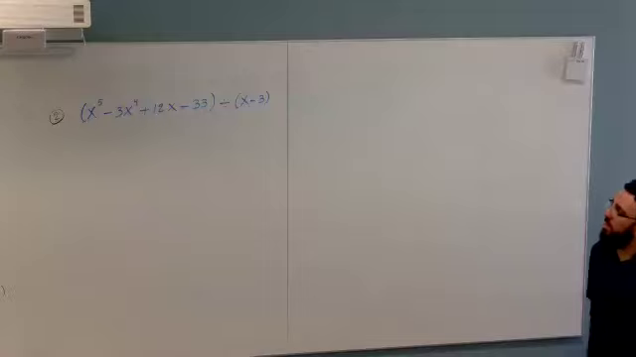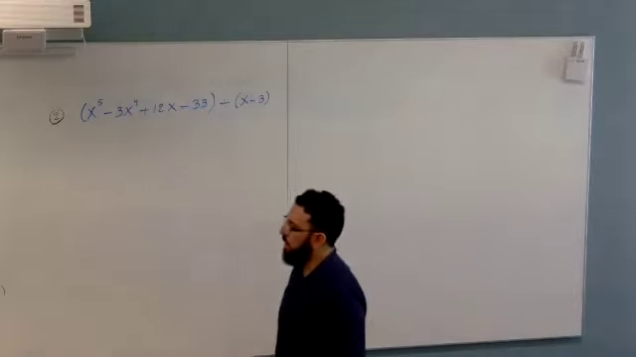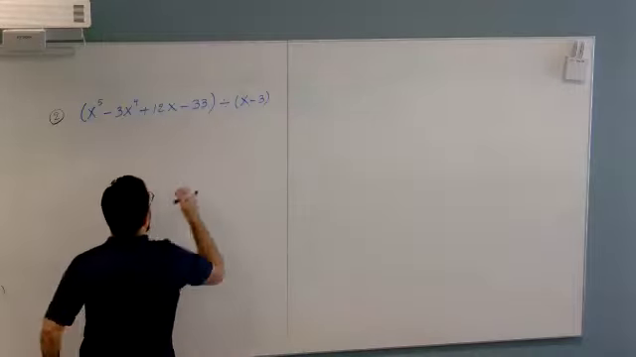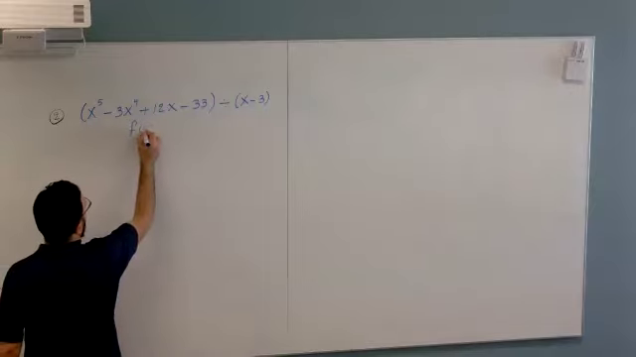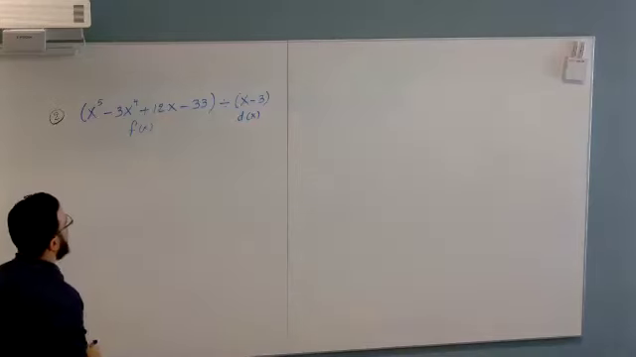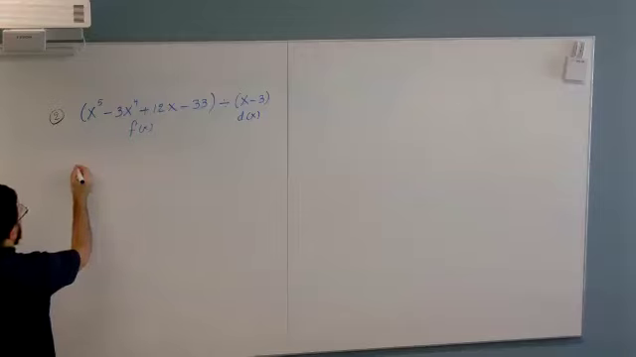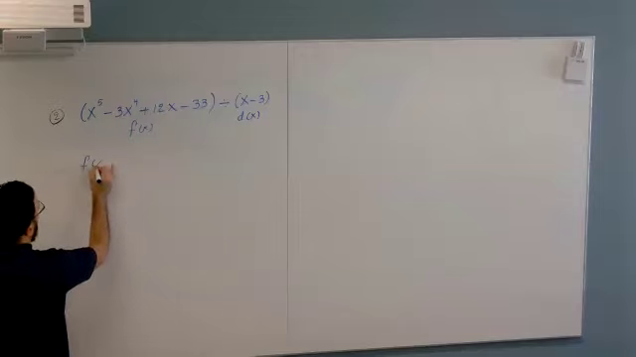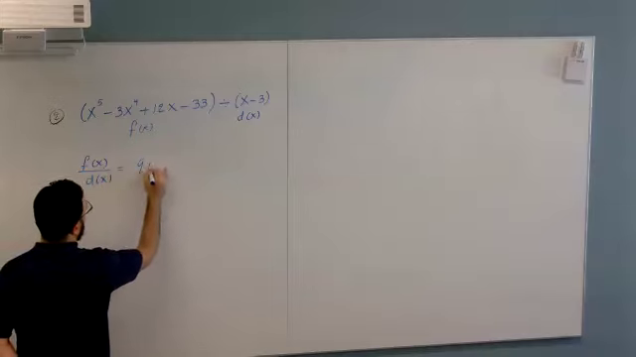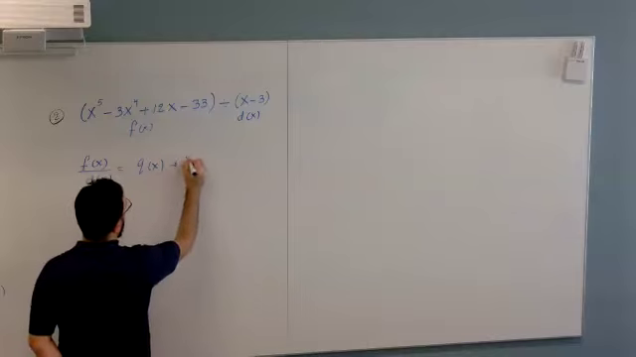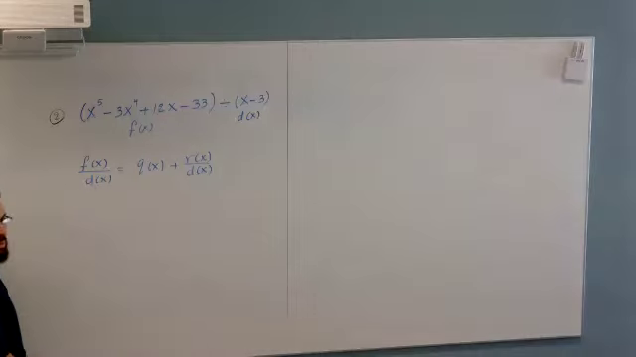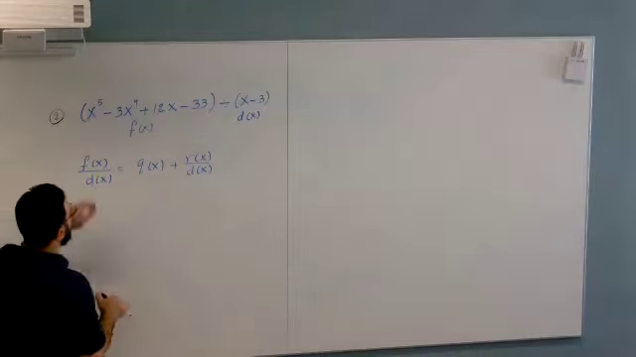Now, let's check the second one. I need to divide this one by this one. So I already know this is f of x, and this one is d of x. You can write down f of x over d of x equals the quotient plus the remainder over the divisor. This is the rule.